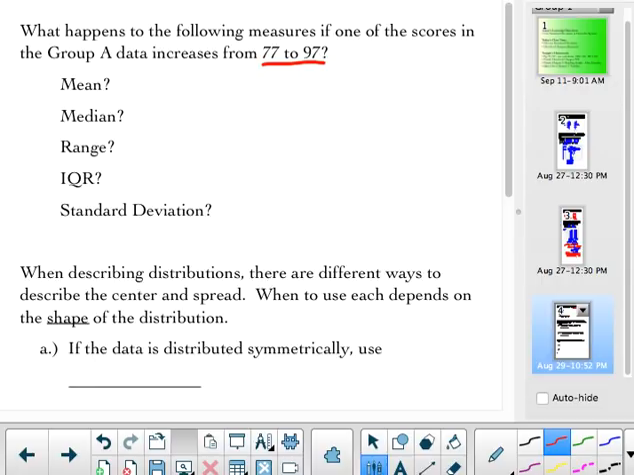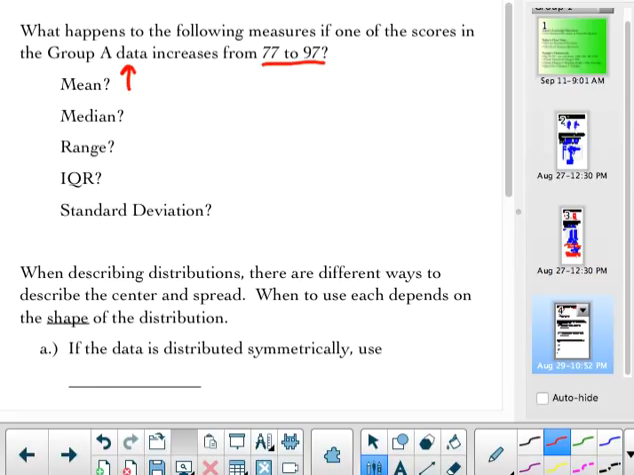Okay, so hopefully you had a chance to think about that a little bit. We have this idea of increasing a single value. Hopefully you figured out that the mean is going to increase. The mean increases because the overall sum of all the numbers is going to increase. I'm still dividing by 10, but when I add those numbers up, I'm going to have a larger average than before.